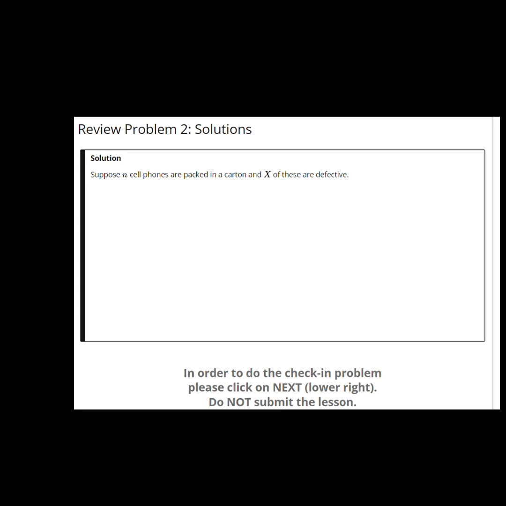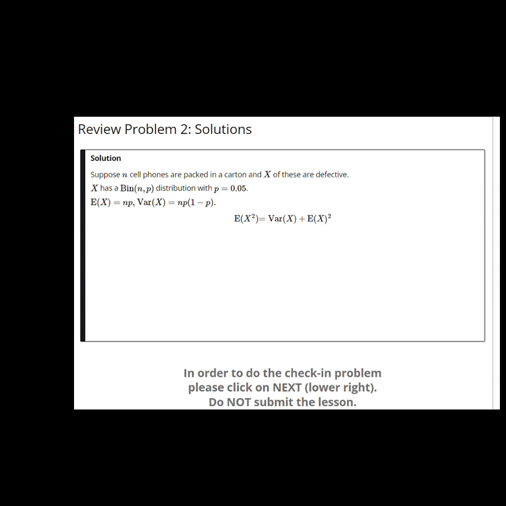Solution. We suppose that n cell phones are packed in a carton, and x of these were defective. X, the number of defectives in a carton, therefore, has a binomial distribution with parameters n and p, where n is unknown, but p is 0.05. So the expected value of x is n times p, and the variance of x is n times p times 1 minus p. We need to know the expected value of x squared, which we can obtain by taking the variance of x and adding the expected value, the quantity squared.